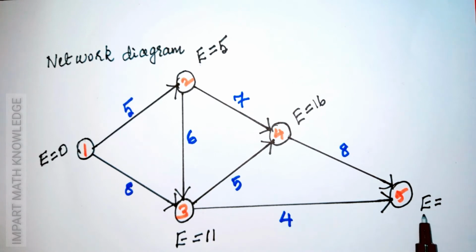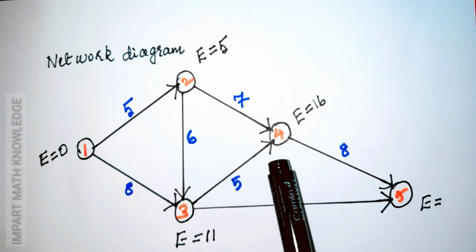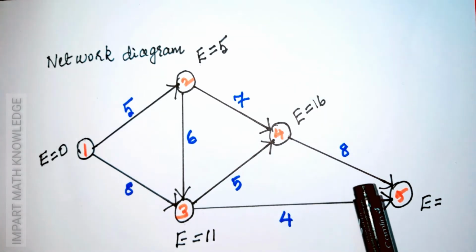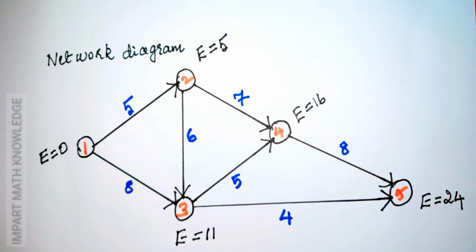Next we have to find EST for node 5. Node 5 is coming from 2 nodes, one from node 3, another from node 4. From node 3, EST is 11 plus 4 is equal to 15. From node 4, EST is 16 plus 8 is equal to 24. From these two, the maximum value is 24. So EST for node 5 is 24. For finding the E values, we have to go with the forward pass calculation. Add the duration. If you have more than one node, we have to select the maximum value.